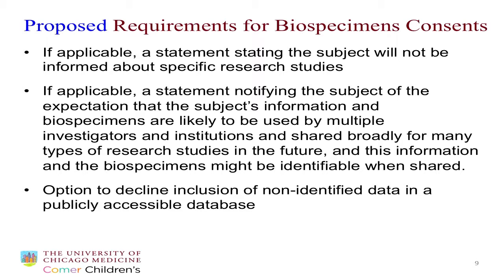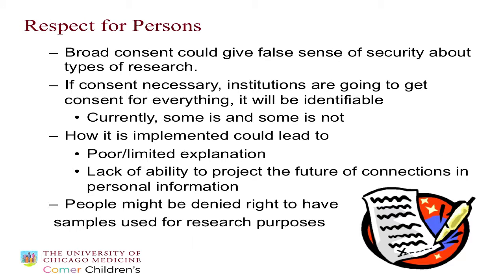So I go back to what several of us have been talking about, is we go back to our basic tenets of research ethics, and are we meeting them by setting these things up? So the first is respect for persons. So I fear that broad consent is going to give a false sense of security about the types of research. We can still do the schizophrenia research on the biospecimen that maybe the patient just thought was for diabetes. And the other piece about this is by signing the broad consent, all the studies that are done with the broad consent biospecimens don't have to come back to an IRB. So we have to depend on the researcher to do the ethically right thing. It's not going to come back to an IRB, ever.